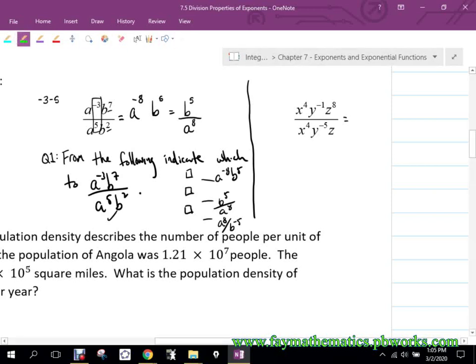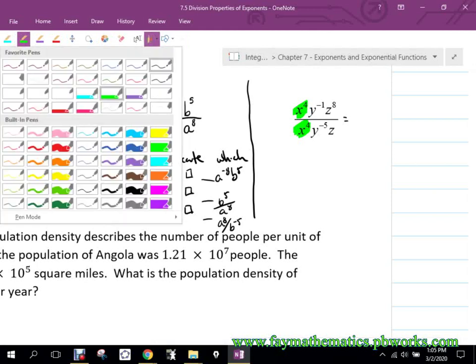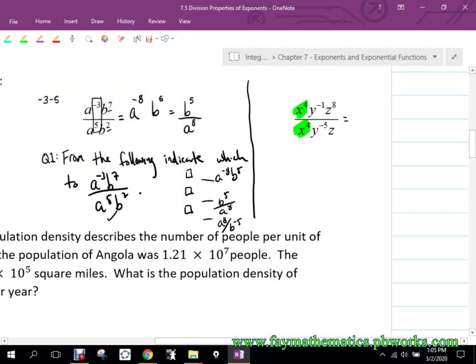Here I've got x's, right? Those like bases. What do you do with those exponents? Subtract them. What are you going to get? 0. X to the 0. What's x to the 0? No. 1. It's 1, right?